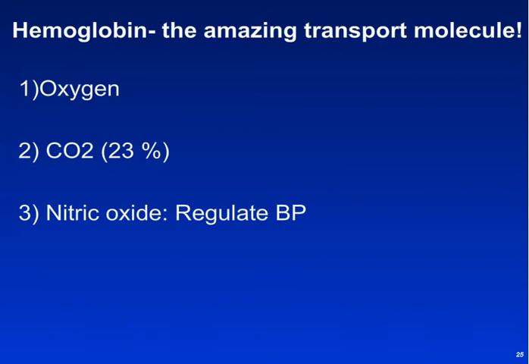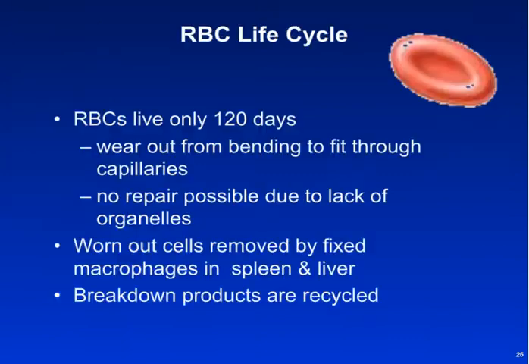Finally, another function of red blood cells is to transmit nitric oxide to the blood vessels. And nitric oxide is a very potent vasodilator that helps to regulate blood pressure. In particular, vasodilators cause blood vessels to open up, and this often will reduce blood pressure.